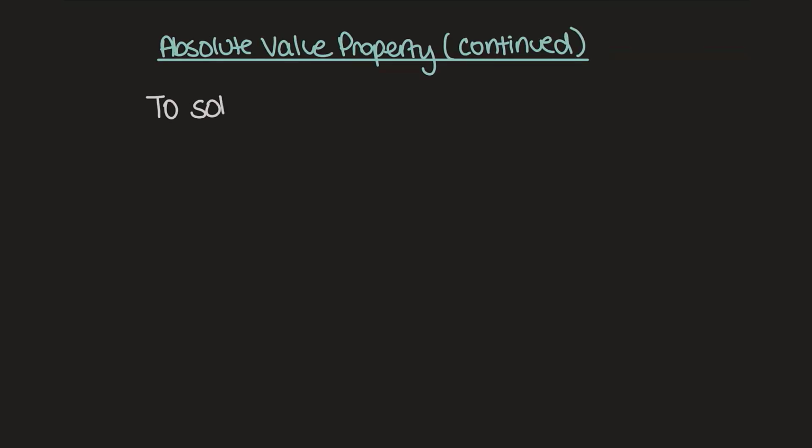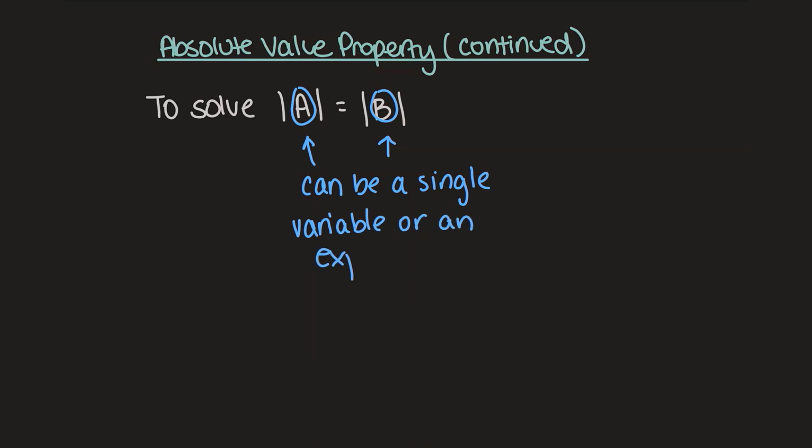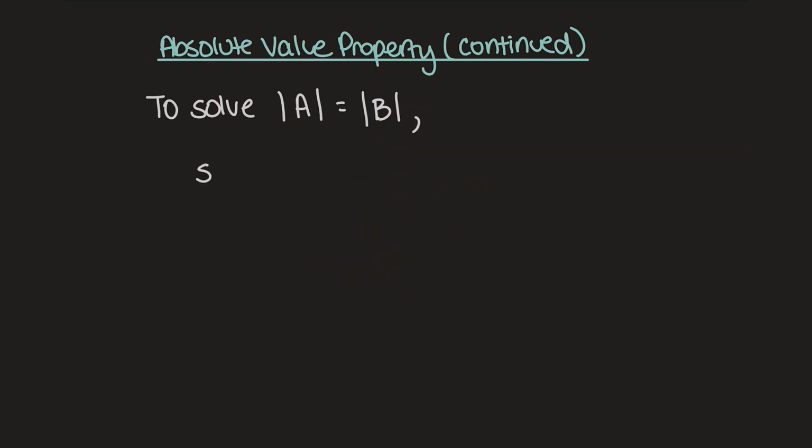Let's write down this property. To solve absolute value of A equal to absolute value of B, again, the inside of the absolute value bars can either be a single variable or an expression. We solve A equals B or A equals opposite B without the absolute values. We'll go over an example to make sense of this.